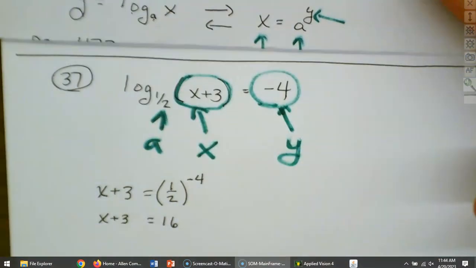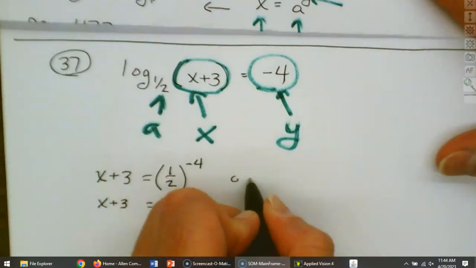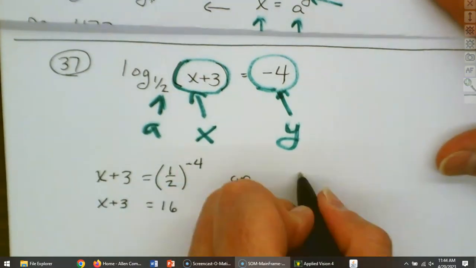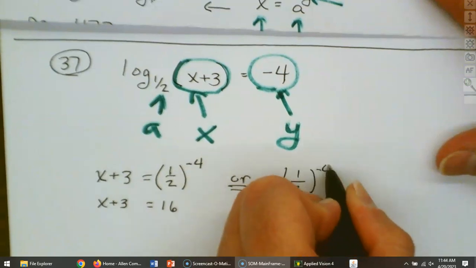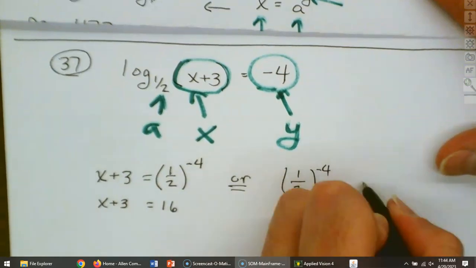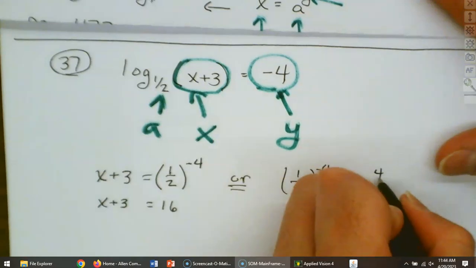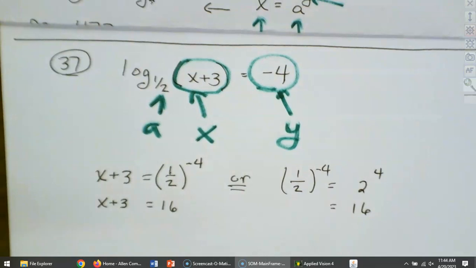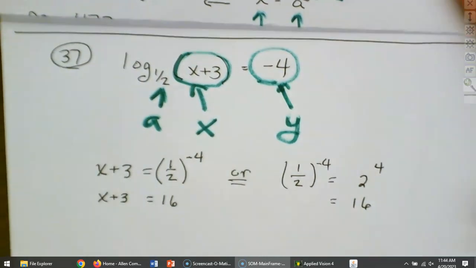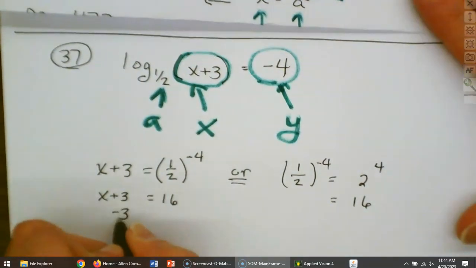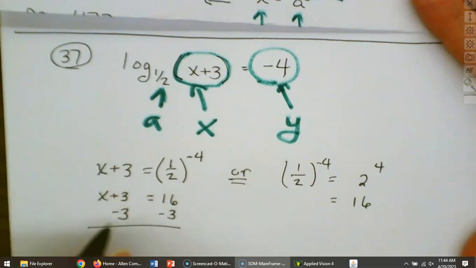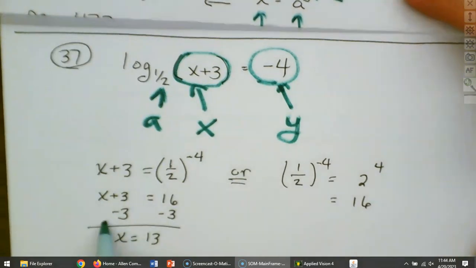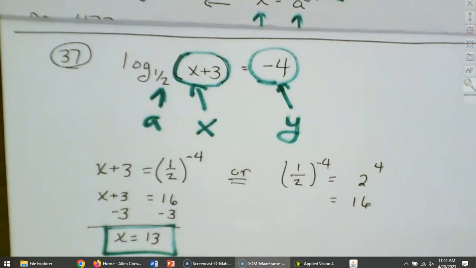You can either use a calculator, or you can work it out like this. So 1/2 to the -4th power is the same thing as flipping it over, 2 to the 4th power, which is the same thing as 16. Either way, how do we finish it? We solve it for x. So we just simply move that 3 over, and now we have x equaling 13. Easy enough there.